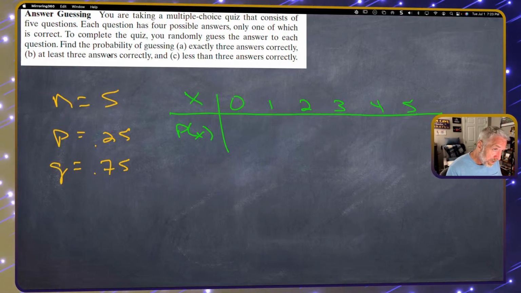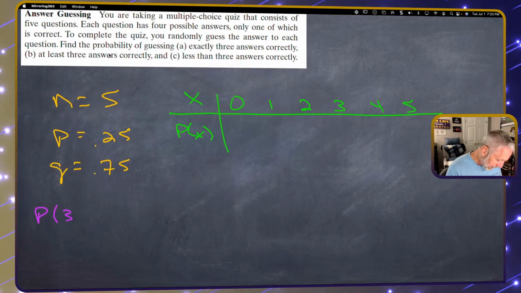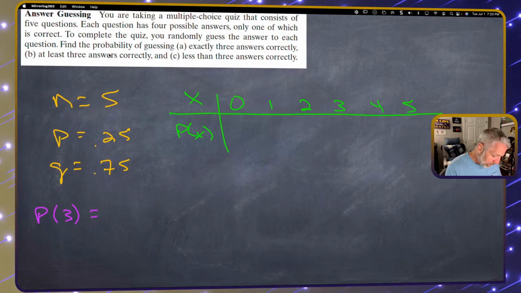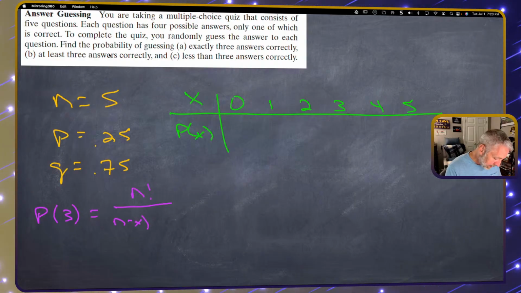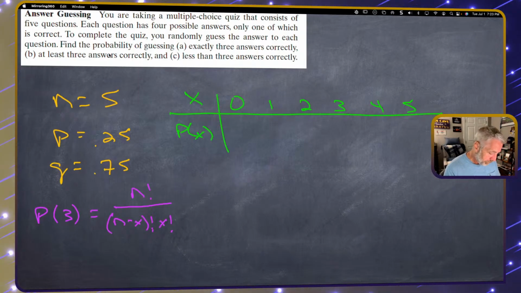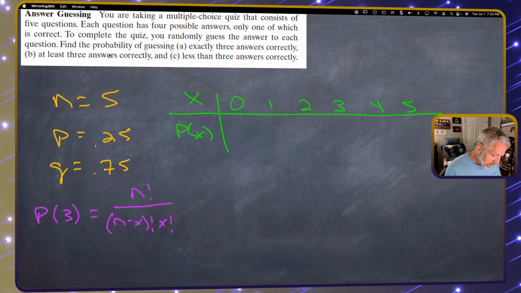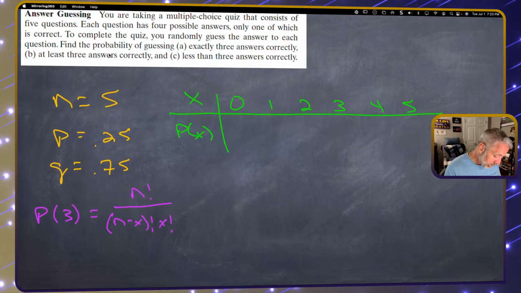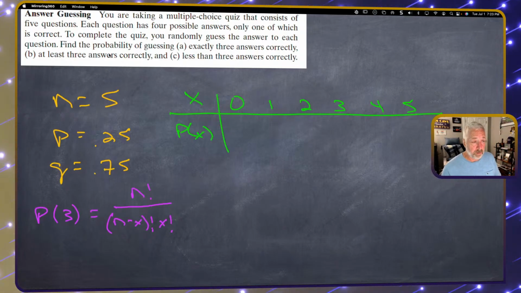Exactly three answers correctly. So let's look for that one. What's the probability that I get exactly 3 answers right? Well, that's going to be n factorial over n minus x factorial times x factorial, times the probability of success to the x value times the probability of failure to the n minus x. Okay, no problem. Can we work with this?